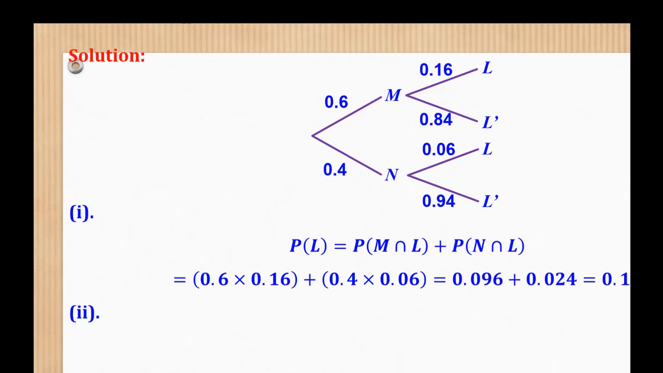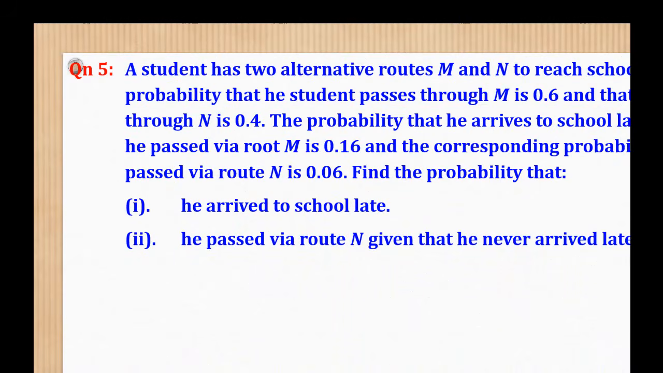Then Roman 2 is saying we find the probability that he passed via route N, given that he never arrived late, so L complement, like that. So that would be the probability they want.